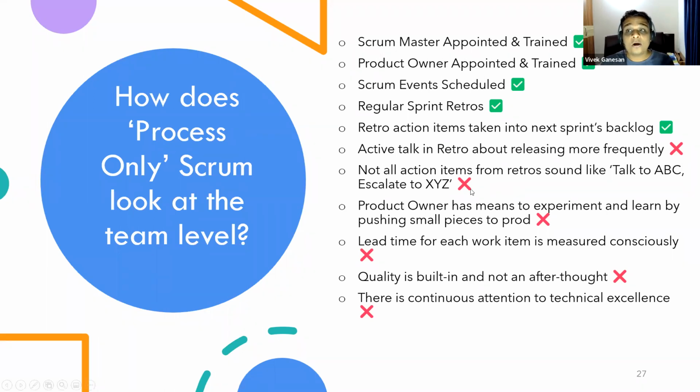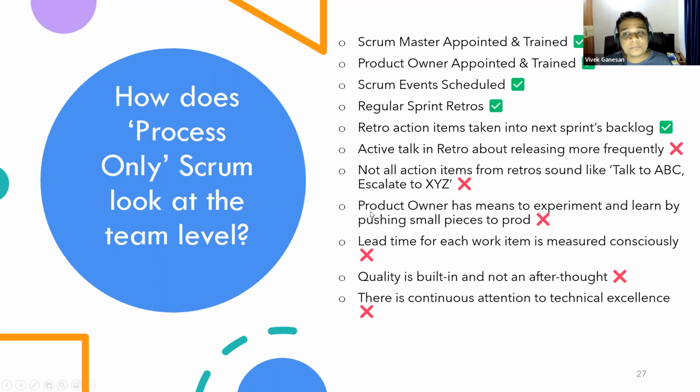Again, not all action items. Once the retros are there and it settles down, most of the action items tend to look like this: talk to this person, escalate to this person, and the Scrum Master takes ownership, or someone in the team takes ownership, and it's just that, right? There are no action items that engineers can take back to their development environment and use. That is something missing in process-only Scrum.